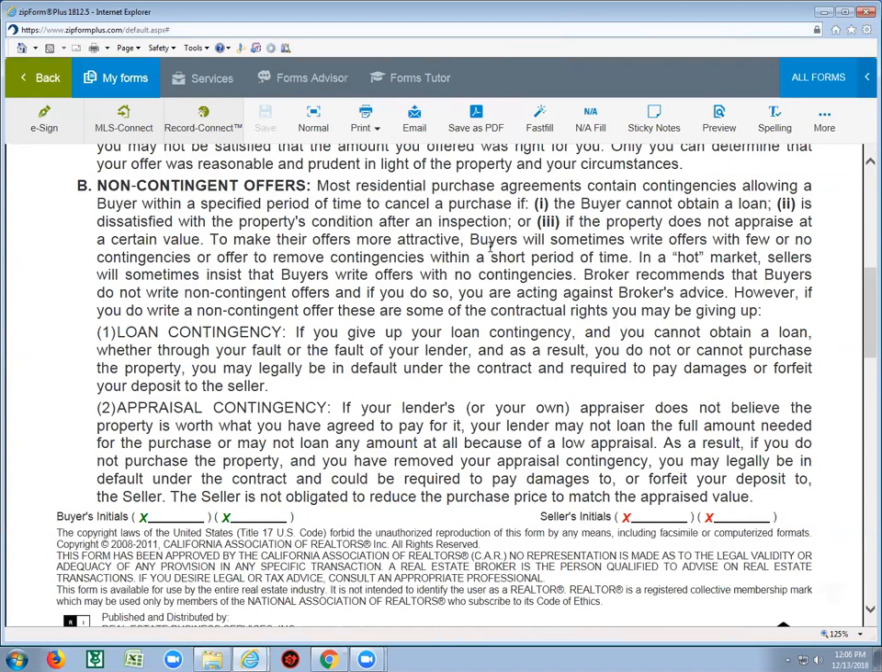So you have to be well educated and know your buyer's situation before you submit the offer. And try not to remove any contingency unless you are 100% sure you can cover the differences.